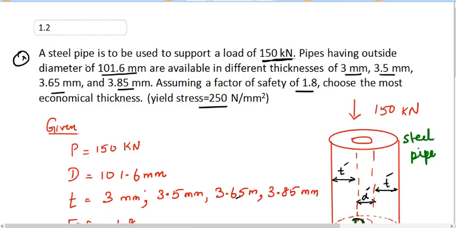A steel pipe is used to support a load of 150 kN. Pipes having outside diameter of 101.6 mm are available in different thicknesses of 3 mm, 3.5 mm, 3.65 mm and 3.85 mm. Assuming a factor of safety of 1.8, choose the most economical thickness.